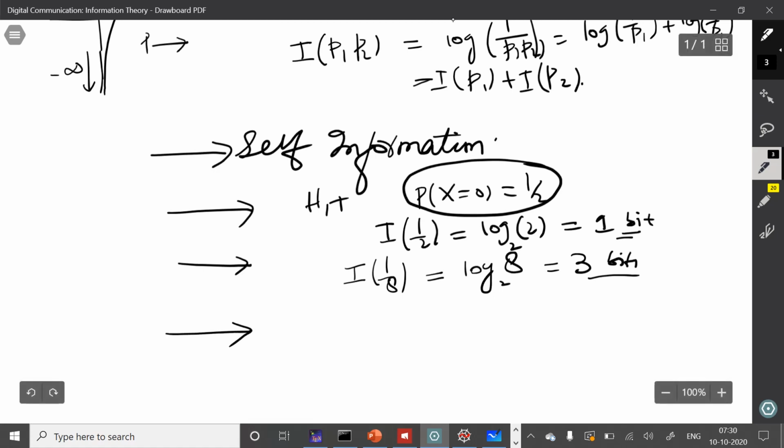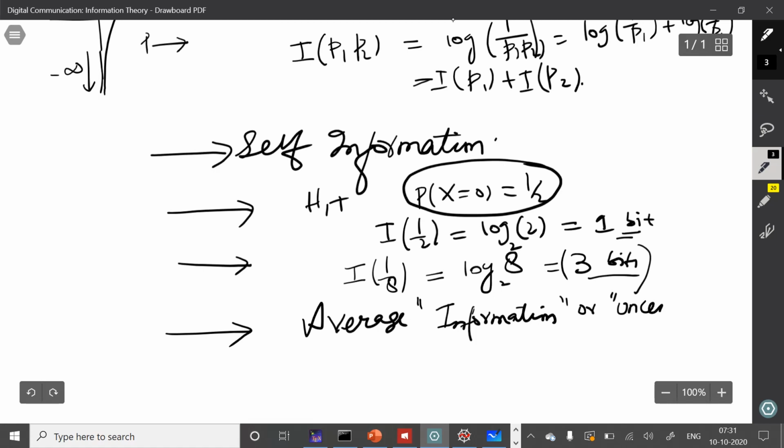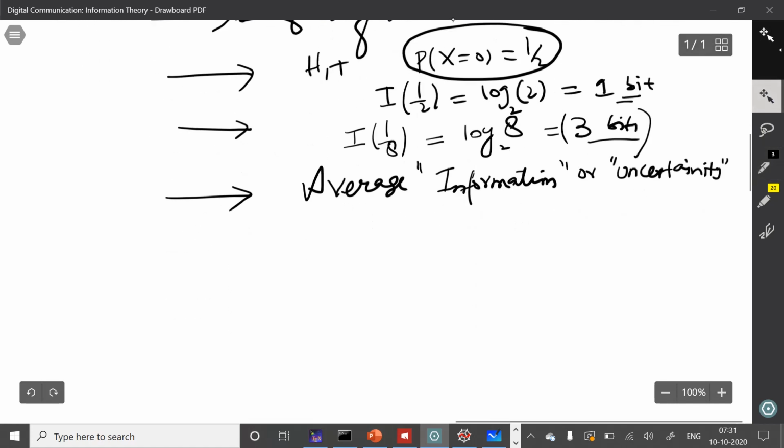Now this is the self information. Now what will be the average? Self information represents number of bits also, so average information, or also you can say average uncertainty. Okay, so for that you need to take expectation as usual.